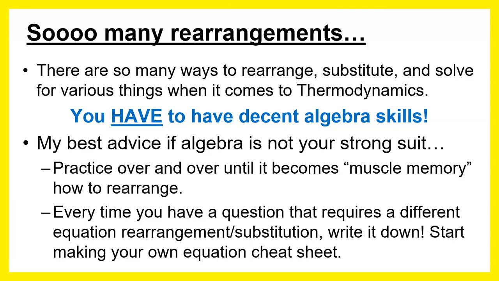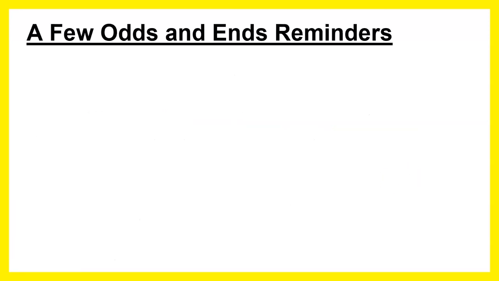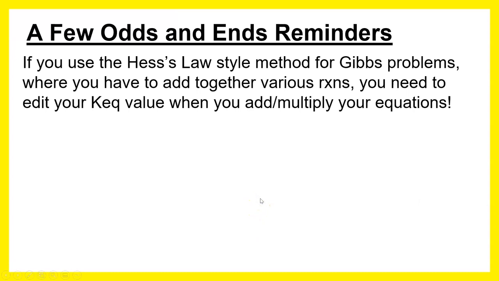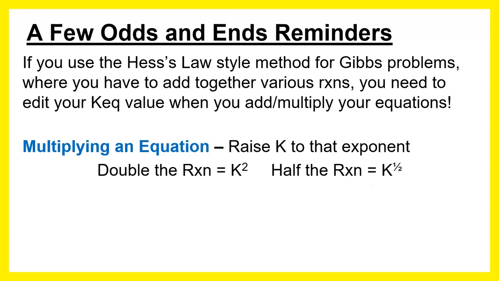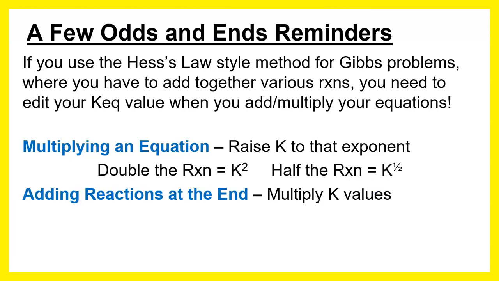Okay. I'm going to do a few odds and ends and reminders, and then the rest will be practice problems, okay? So, when you're using Hess's law type problems, you gotta be careful with your K values, okay? When you multiply an equation, you gotta raise K to that exponent. So if you double your reaction, it would be K squared. If you halve your reaction, it would be K to the 1/2. When you add your reactions, you multiply their K values.